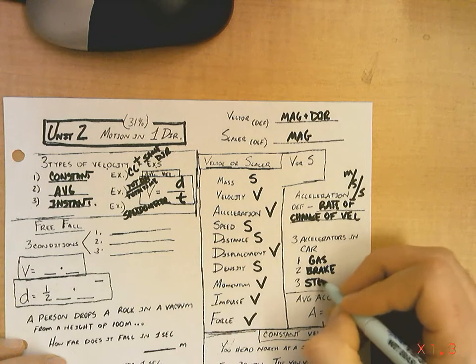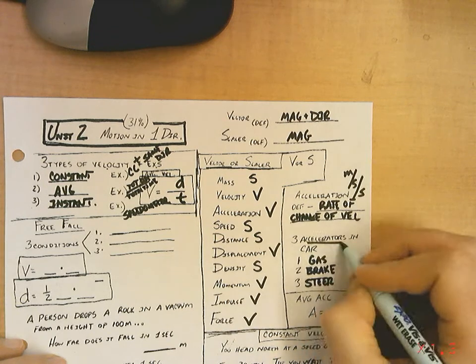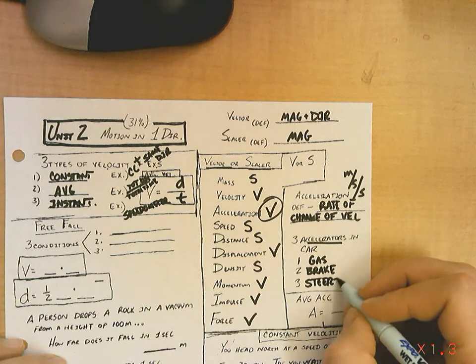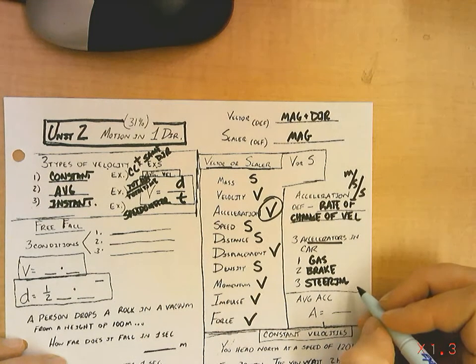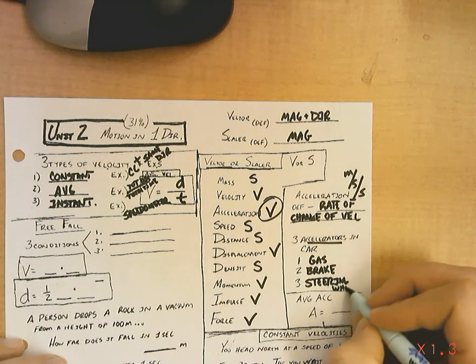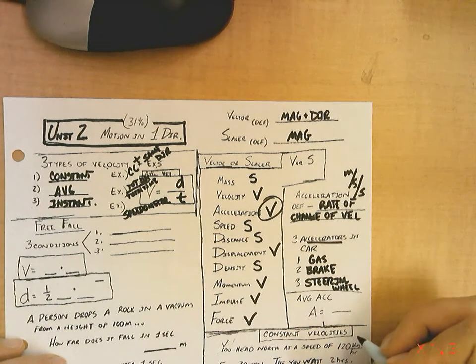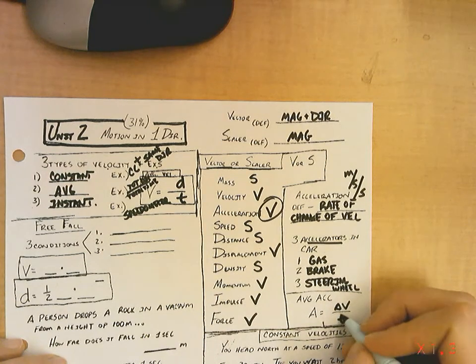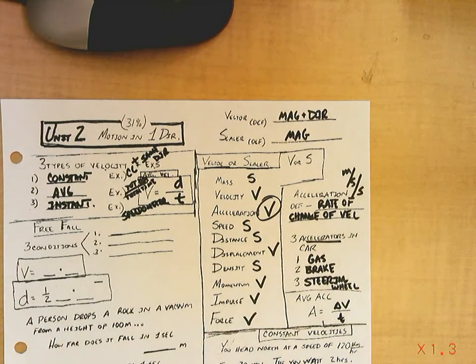Steering wheel, changing direction. Remember, it's acceleration, which is a vector. Therefore, if we change our direction, we've changed it. If you go in a circle with your cruise control on, technically you're accelerating. Average acceleration is the change in the velocity over the time. Once again, this is easier than the magic physics formulas, which we're going to get to in a little bit.